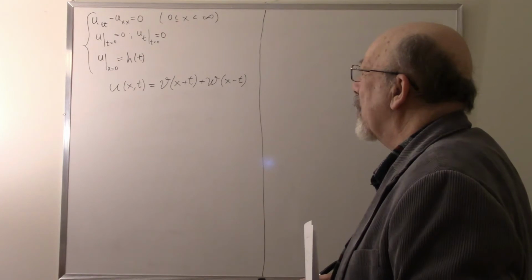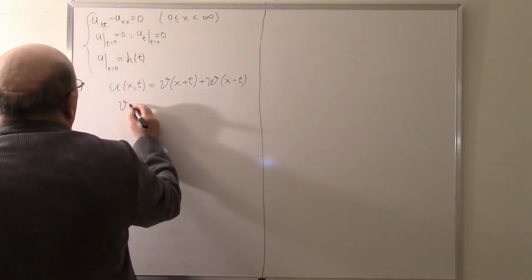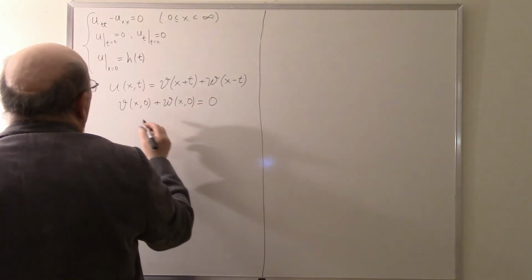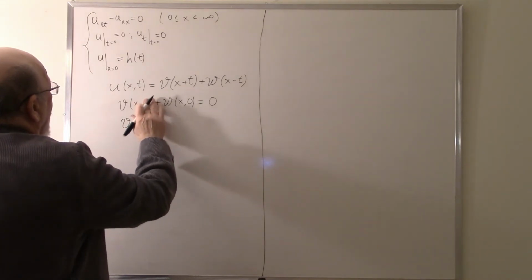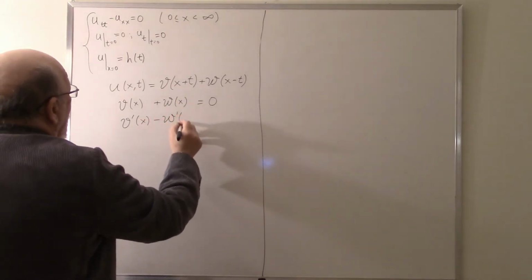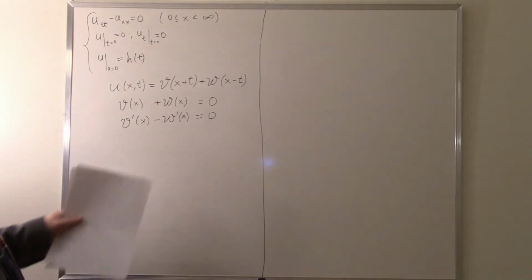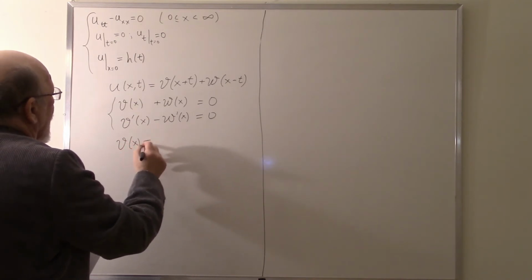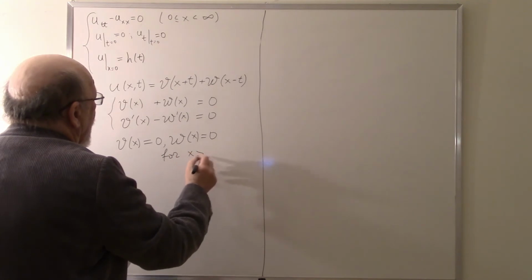Then, what are v and w? Let us look at what happens for t equals 0. We have v of x plus w of x equals 0, and the time derivative: v prime of x minus w prime of x equals 0. Now if you differentiate this, we will find that v prime is 0, w prime is 0, and we have nothing to do but have v of x equal 0, w of x equal 0 for x positive.